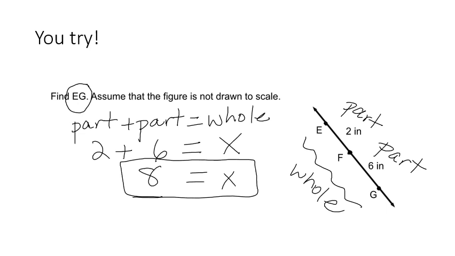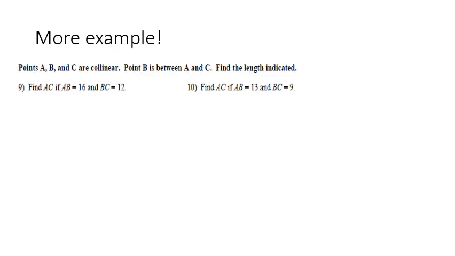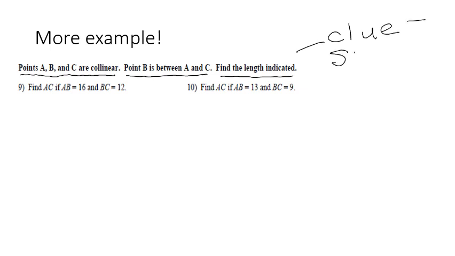Let's try another. Here we don't have a picture. These are just points A, B, and C are collinear. Point B is between A and C. And we're going to find the length indicated. And a little clue here, you have to solve for X first.